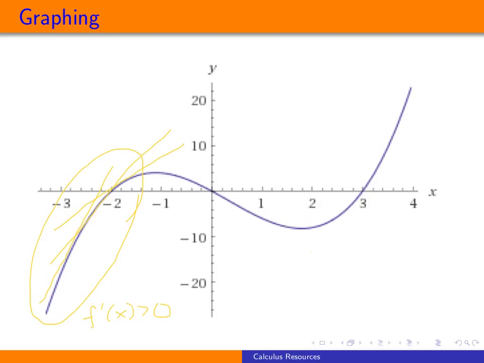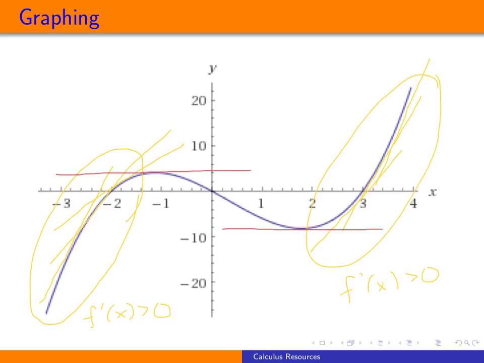And similarly on this portion of the graph, when I draw my tangent lines, I can see that each of them have positive slope. So here, f prime of x is also greater than 0. And then at these points right here, they have horizontal tangents. And for a horizontal tangent, the slope must be 0. So there, f prime of x is equal to 0.